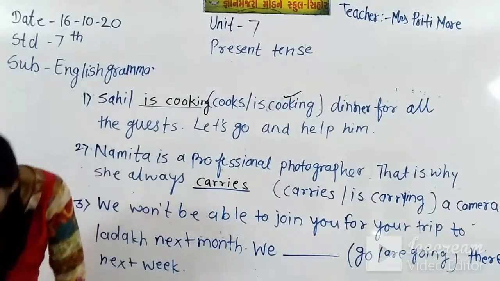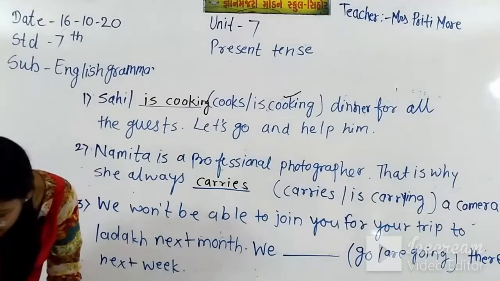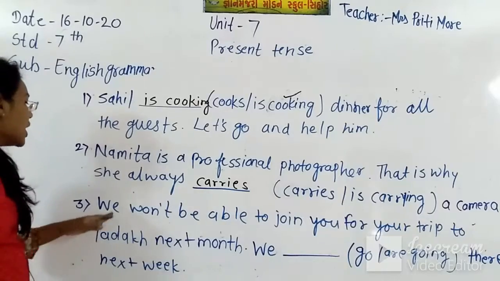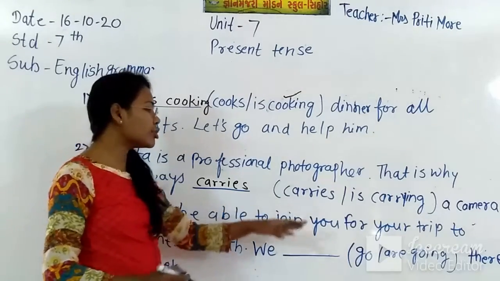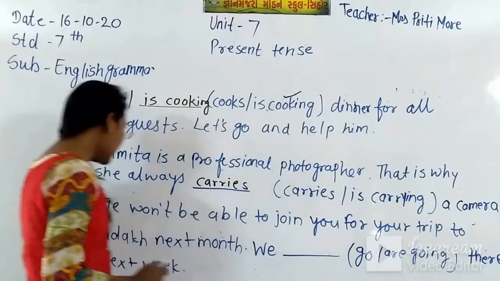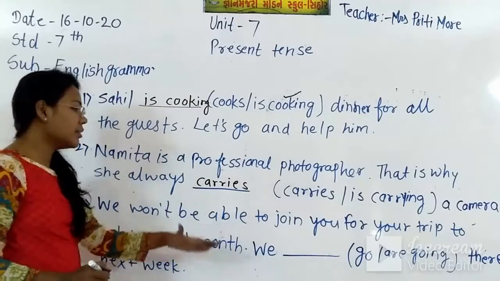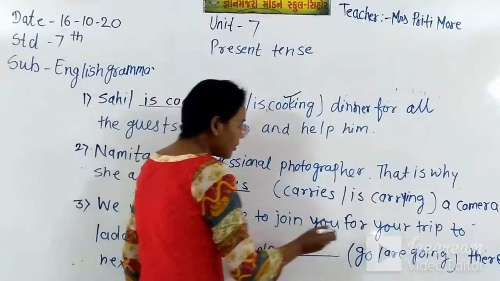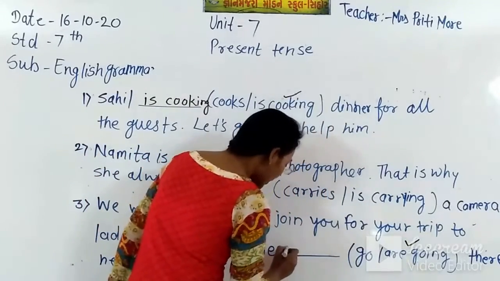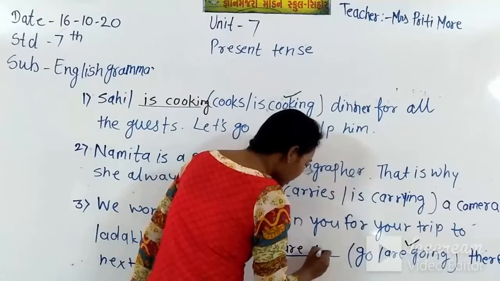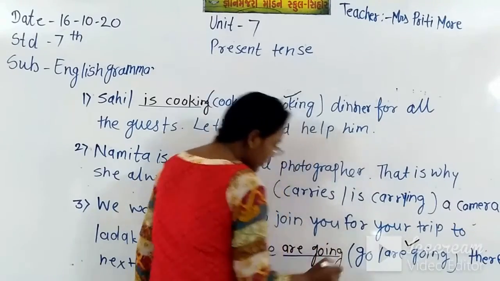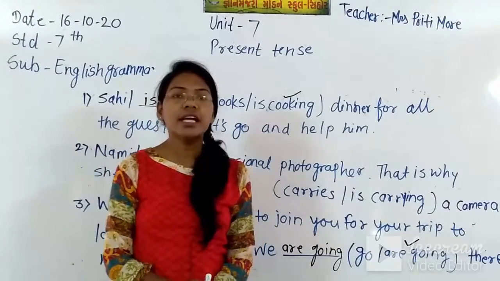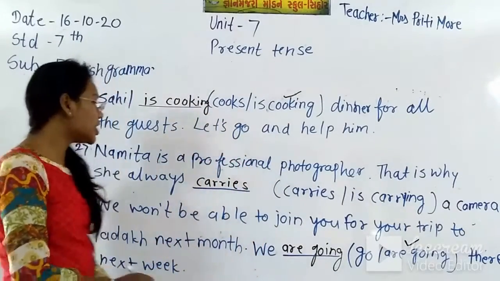So to show the near future also we use the present continuous tense. We won't be able to join you for your trip to Ladakh next month. We are going there next week. So what will come here? Are going. We are going. To show the near future action also we use present continuous tense.